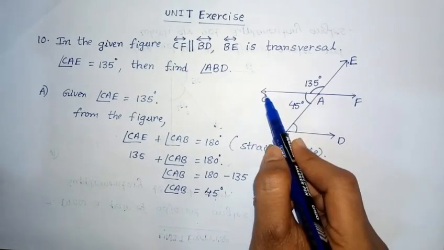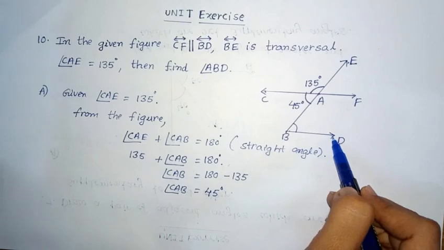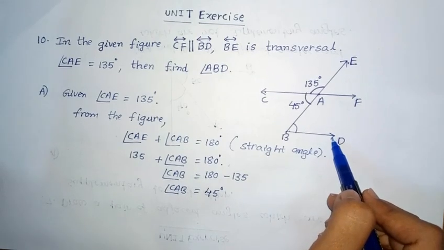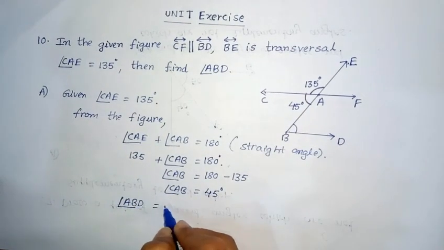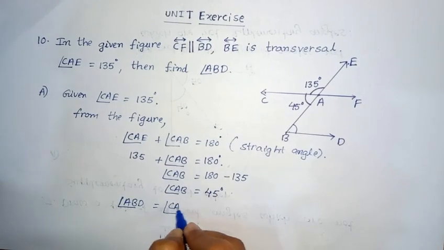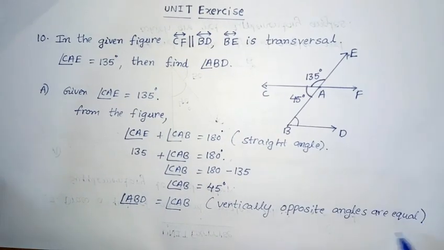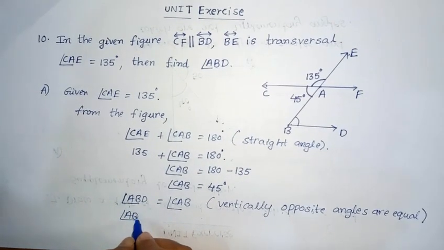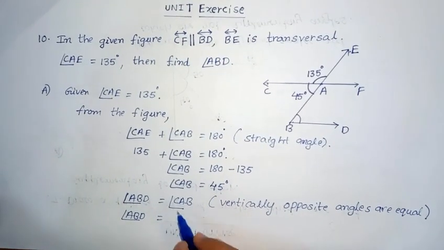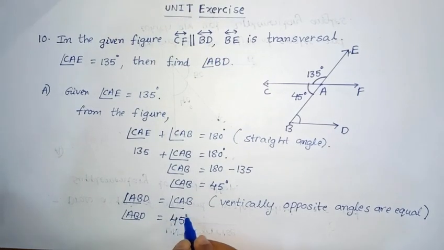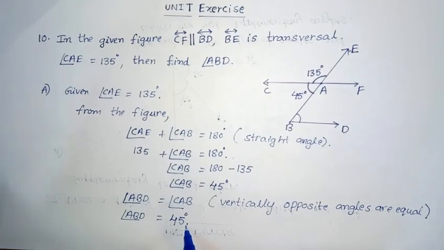Observe angle CAB and the angle ABD. These two are alternate interior angles. The alternate interior angles are equal. Angle ABD is equal to angle CAB. So angle ABD is equal to angle CAB, that is 45 degrees only. So angle ABD is equal to 45 degrees. This is the solution for the 10th problem.